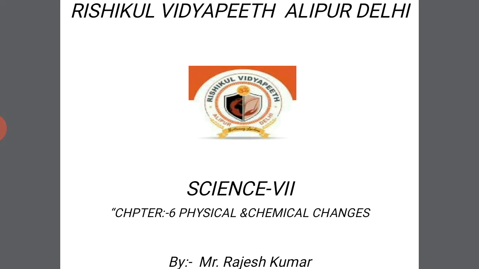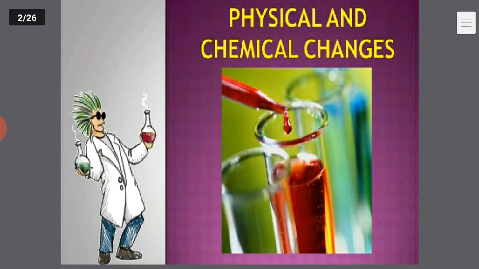Today, we will start our chapter number 6, that is physical and chemical changes. Okay, let's start this chapter. Physical and chemical changes. Physical changes are those changes in which there is no formation of new substance, but in chemical changes there will be formation of new substance. Okay, let's study.